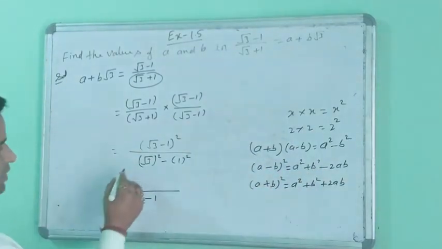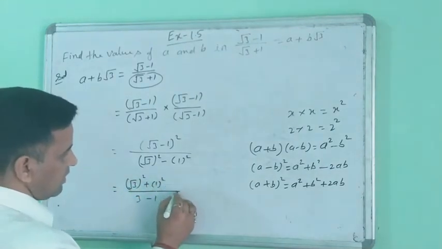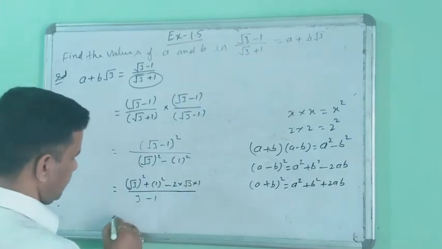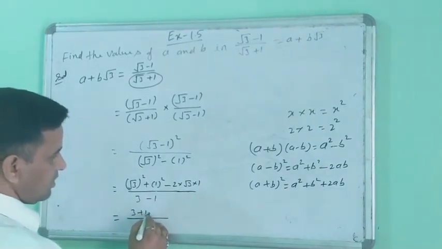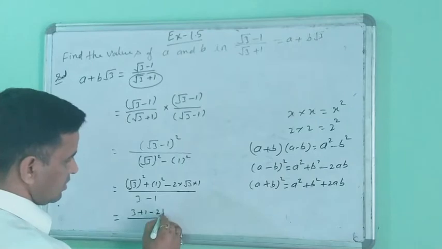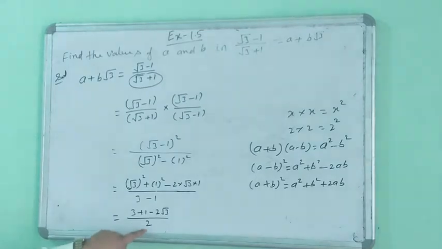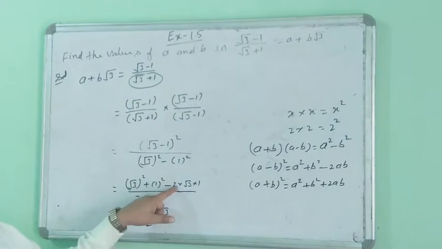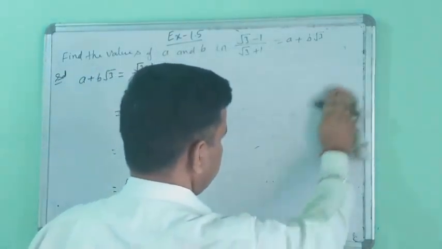After that, using root 3 square plus 1 square minus 2, where a is root 3 and b is 1. What is the value? Root 3 square is 3, plus 1, and minus 2 root 3, and 3 minus 1 is 2. 3 minus 1 is equal to 2. Root 3 square here is 3. Root square of 1 here is 1, and 2 into root 3 is 2 root 3. After that you will find the values of a and b.